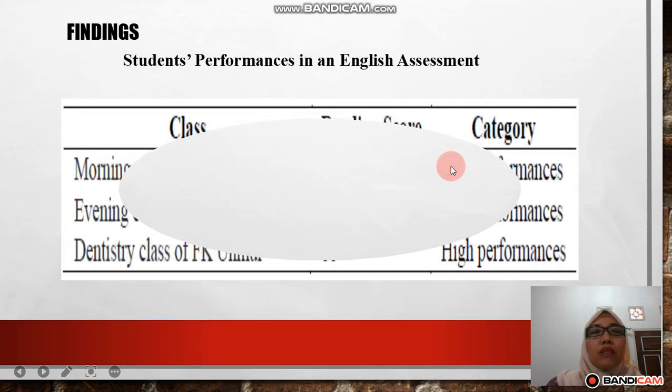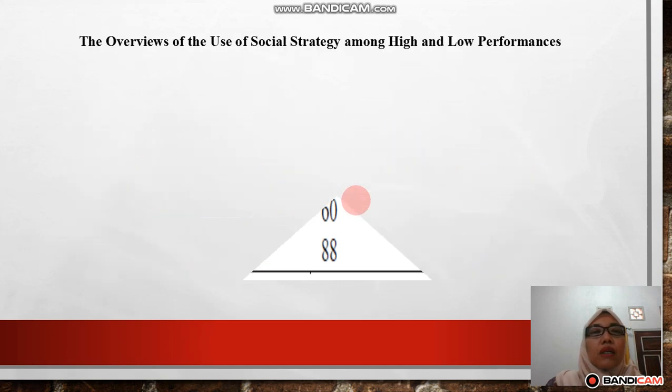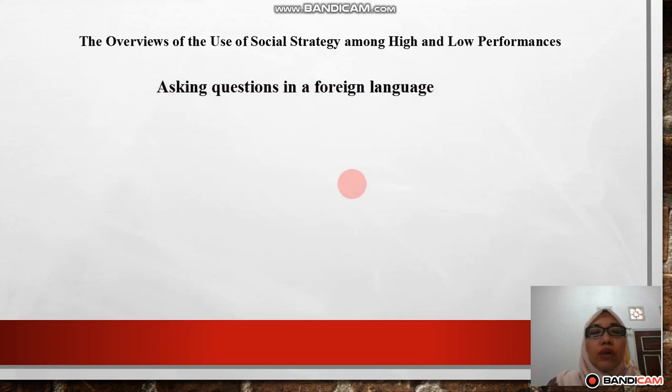This is the student scores. We can see that two students from two universities have a different score when taking a reading activity and a reading test. Student from Untag is the lower one and student from Unmul is the higher one. And this is the overview of the use of social strategy among high and low performers. I tried to display it to you one by one, but later I will display the slide in the conclusion.